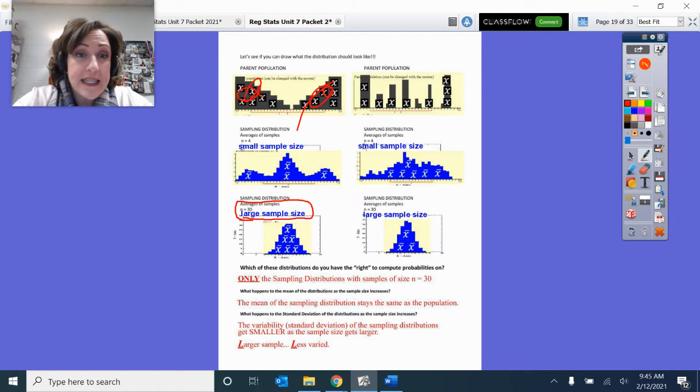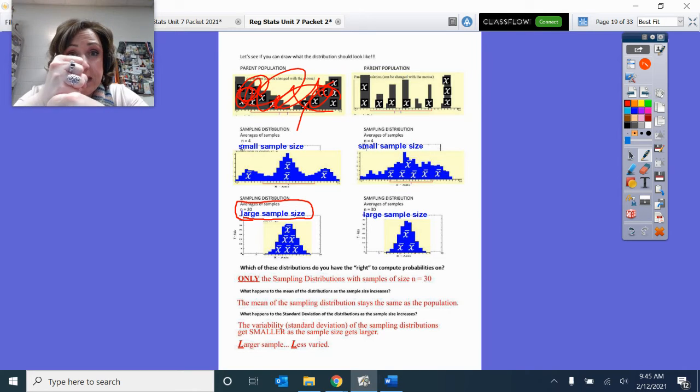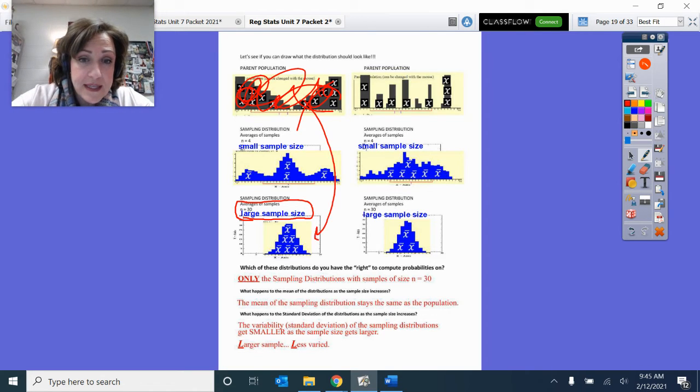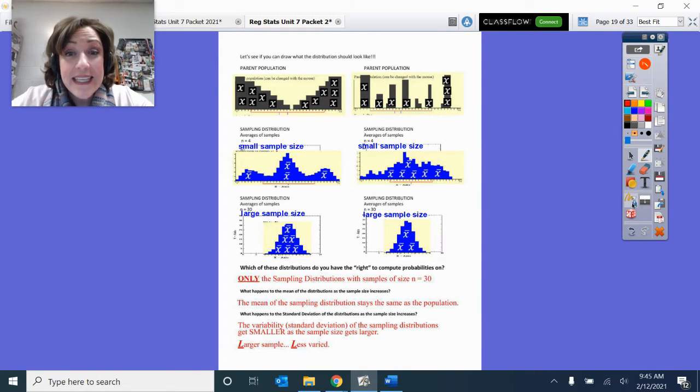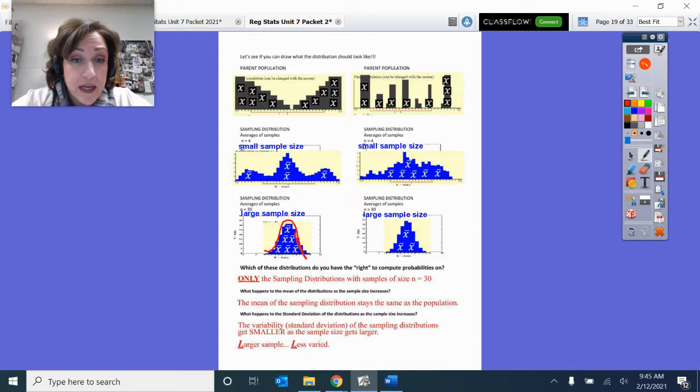randomly selected pieces of data from this population, and I averaged them together, and dropped them down here and got one of those averages down there, then I can count on, because of that thing called the central limit theorem, this becoming approximately normal. That's the big deal.